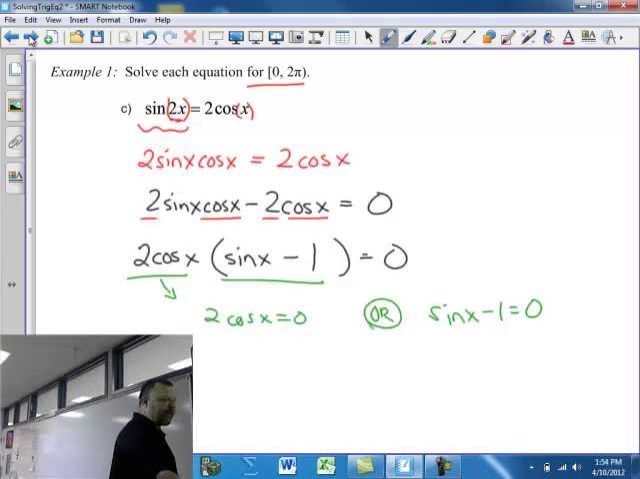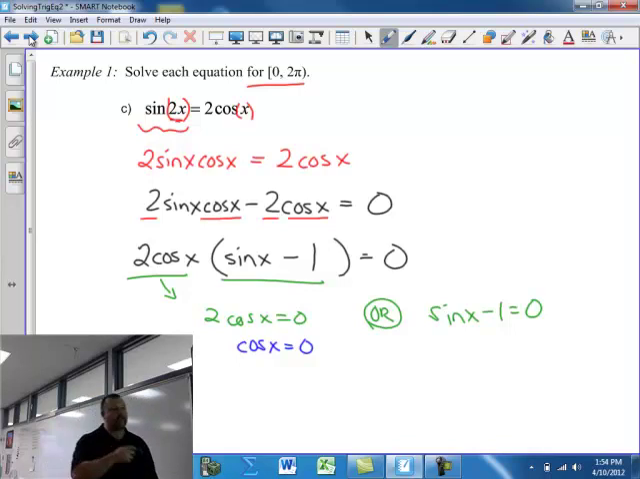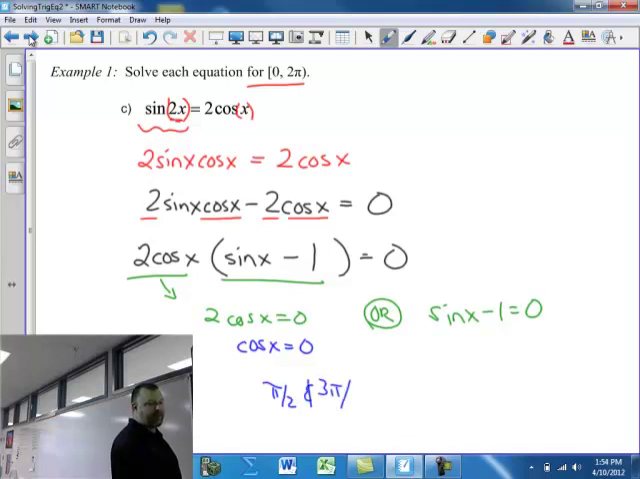If we take care of the first one, we divide by 2, and cosine of x has to equal 0. Where does that occur? That occurs on the y-axis. So let's go with pi over 2 and 3 pi over 2. You can use your unit circle. You could use the graph of cosine if you wanted to.